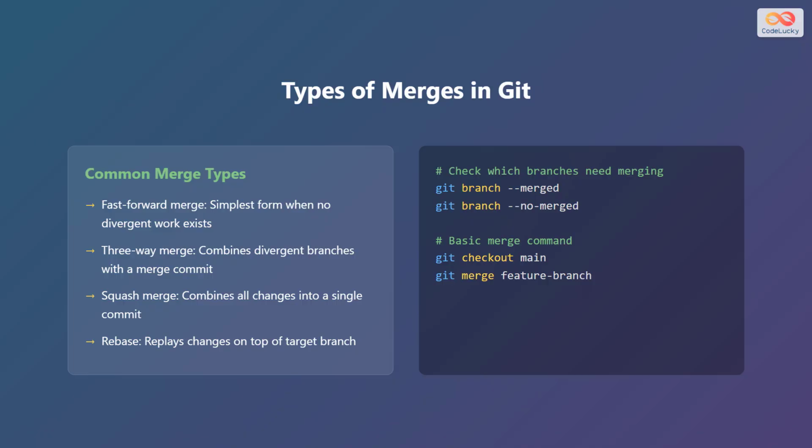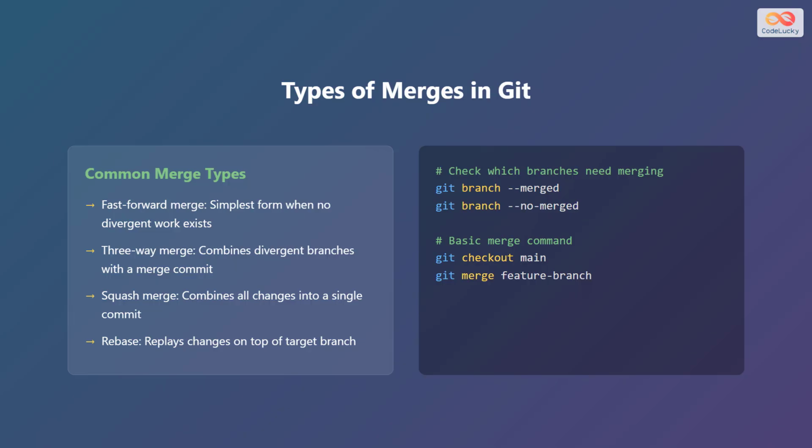Git offers several ways to merge branches, each with its own approach and impact on the project history. The common types of merges are: first, fast-forward merge, which is the simplest form and it happens when no divergent work exists. Second, three-way merge, which combines divergent branches with a merge commit. Third, squash merge, which combines all changes into a single commit. Fourth, rebase, which replays changes on top of the target branch.